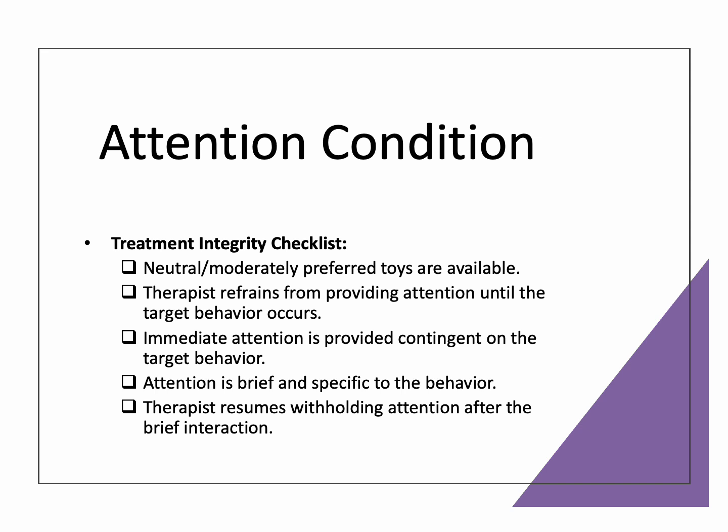So these are some of the things that you would make sure you can check off to ensure that you're conducting the condition appropriately. So the attention condition, you would have to make sure that you are providing a neutral or moderately preferred toy, that the therapist does not provide attention until the target behavior occurs, that immediate attention is provided contingent on the target behavior, that attention is brief and specific to the behavior, and then after you've provided that brief attention, the therapist resumes withholding attention. So you want to make sure you're able to check all of these things off. Actually, not before, after the session ends, you typically conduct a treatment integrity checklist to make sure that you ran the condition correctly.